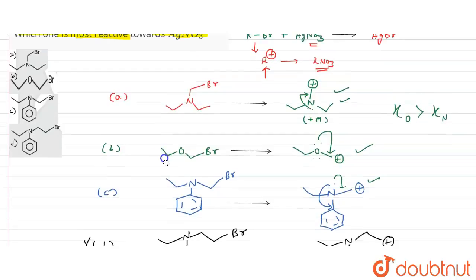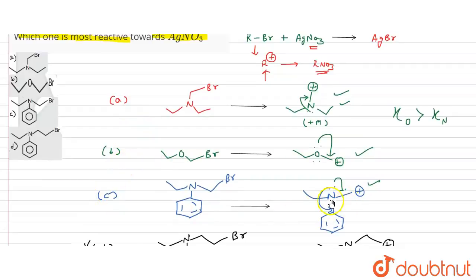And if we talk about A, B and C, in C the lone pair is also involved in conjugation with the benzene ring, so there is less availability of the lone pair. So this cannot be our answer, because this intermediate is not as stable as in A and B.